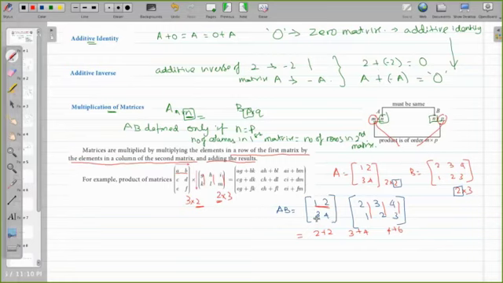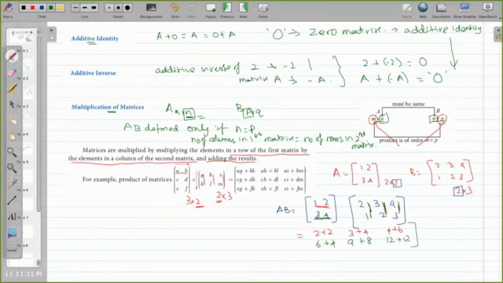Okay, now I take the second row. Children, I take the second row. Second row with the first column. So that means 3 into 2, 6. 4 into 1, 4. Next, second row with the second column. It is 3 into 3, 9. 4 into 2, 8. Then second row with the third column. It is 3 into 4, 12. 4 into 3, 12.